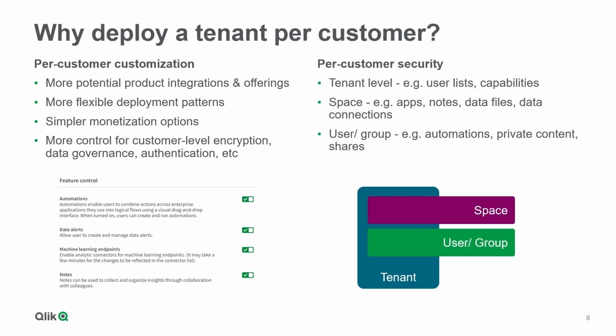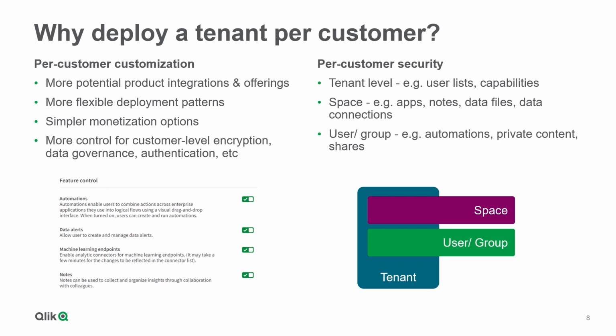So that's Qlik Sense, QlikView applications, its notes, its data connections, its data files, and things like that. And then at that lowest grain, you've got users and groups. And to this, you may have things like private content, such as data alerts, content in personal spaces, including applications, automations, and other personal objects or content that a user may have created.